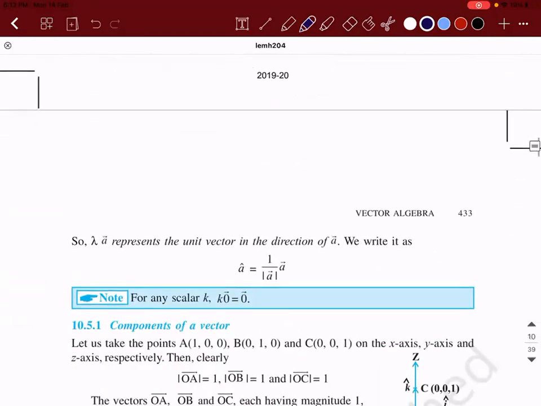If lambda into a bar represents a unit vector in the direction of a bar, we write a cap is equal to a vector divided by magnitude of a vector. So what they are trying to say is, if lambda into a bar is a unit vector, then the magnitude of lambda into a bar is 1. So we know that magnitude of lambda into magnitude of a bar is equal to 1.